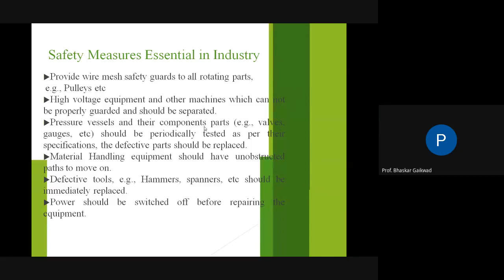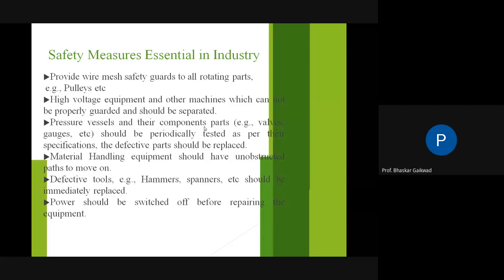Material handling equipment should have unobstructed paths to move. Sometimes a crane is moving in between while people are working. Because of the sound or the crane hooks, the accident possibility is higher. Defective tools, hammer, spanner, etc. should be immediately replaced. If it is not working properly, you can replace it.